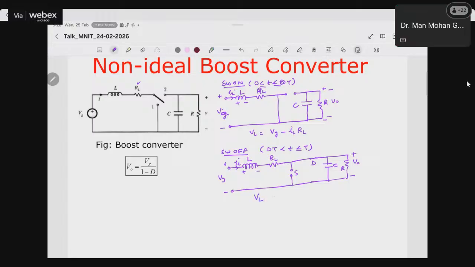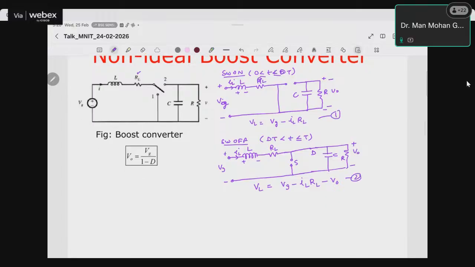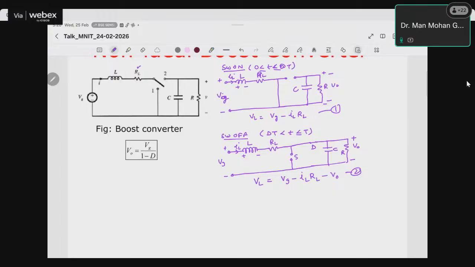this inductor voltage VL is equal to Vg minus IL RL minus V node, right? Now equation 1, equation 2. Also, you can write here this current IC equal to minus I node, which is minus V node upon R. So let us give this equation number 2. Let us give this equation number 3. And in this case, this IC, this is IL. So this IC is equal to IL minus V node upon R, equation number 4. So this equation we have obtained.